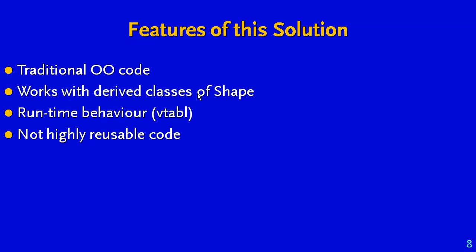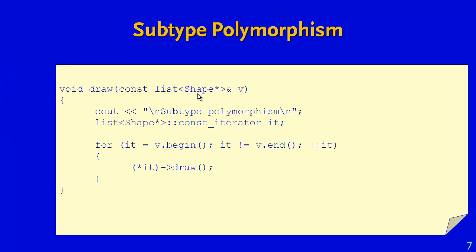It's just a good old object-oriented way, because we create the base class, in this particular case shape, and the derived classes implement certain functions. It's got runtime behavior. It's the so-called vtable. It's not very reusable code, and not because it's a simple function. That's not what I'm saying. I'm saying is that this shape here makes everything really hard-coded.